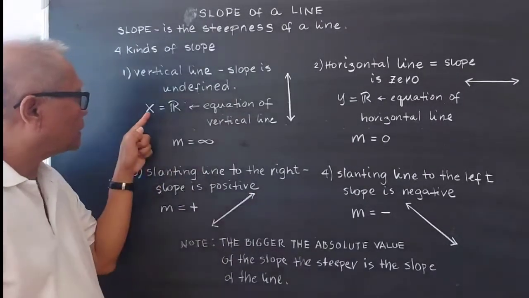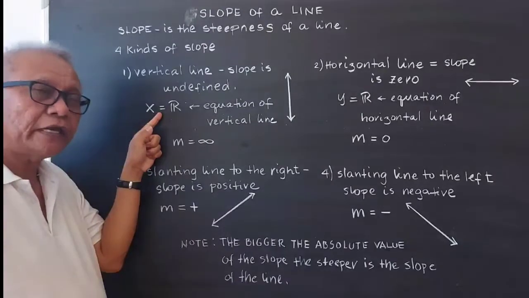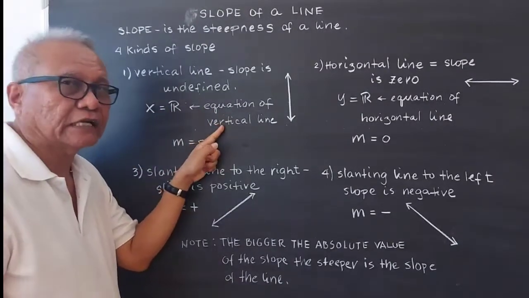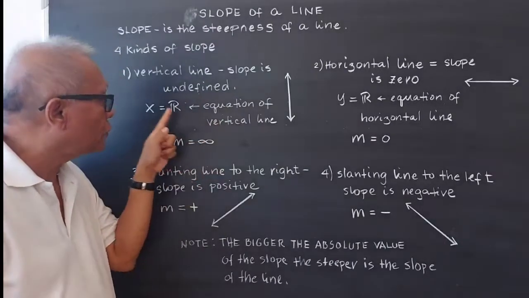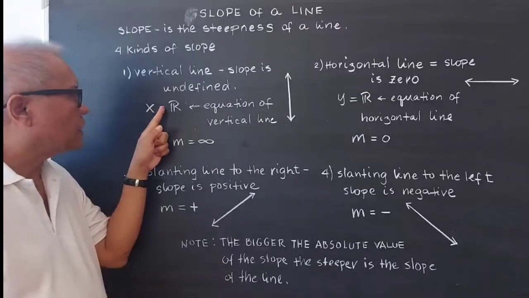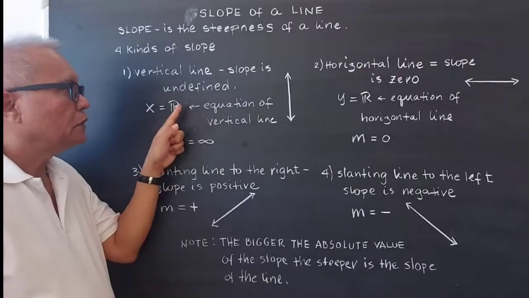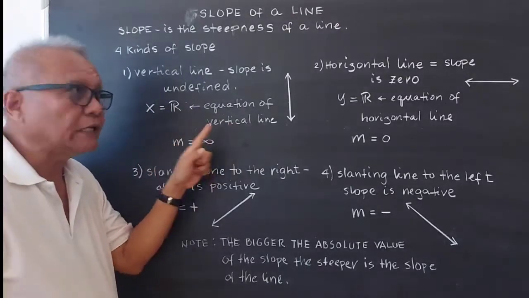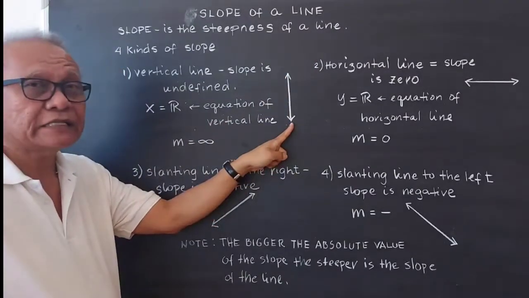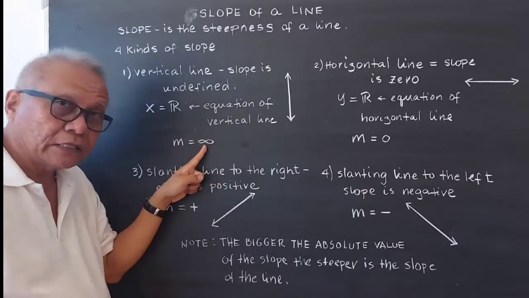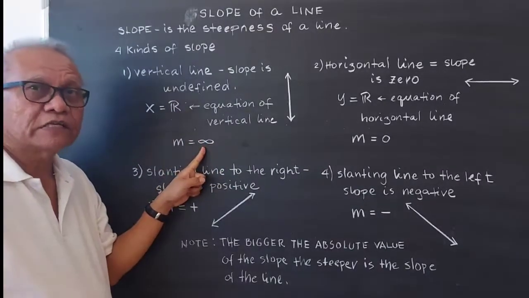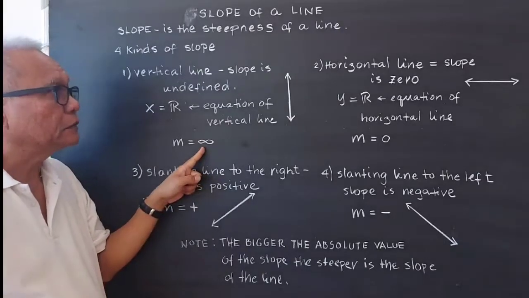If we have x is equal to any real number, we have a vertical line. You always remember this one: single letter x is equal to any number. Therefore, that is a vertical line like this, and its slope is undefined. So we are not going to use the slope of our vertical line.